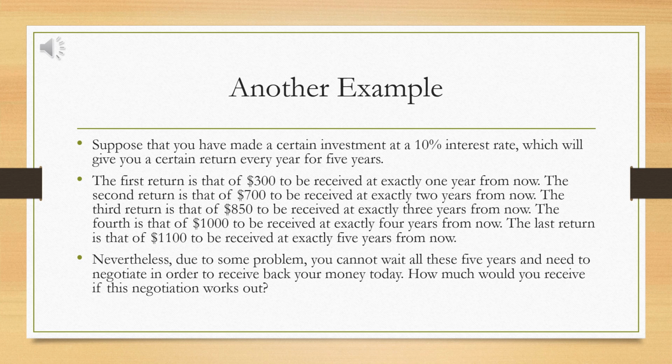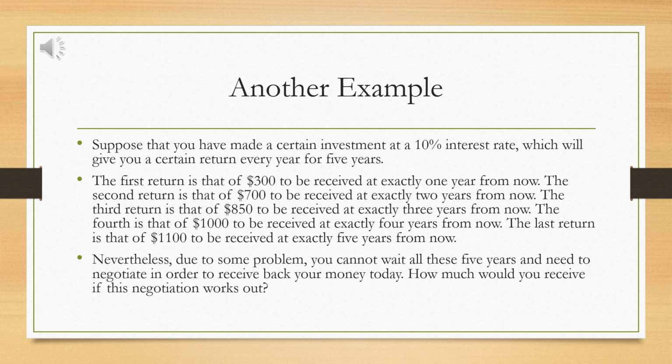The second return is that of $700 to be received at exactly 2 years from now. The third return is that of $850 to be received at exactly 3 years from now. The fourth is that of $1,000 to be received at exactly 4 years from now. The last return is that of $1,100 to be received at exactly 5 years from now.